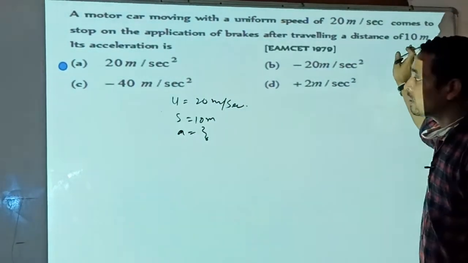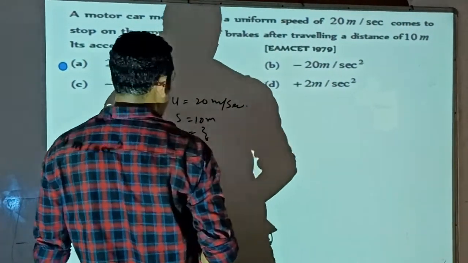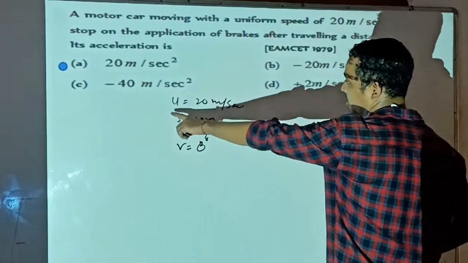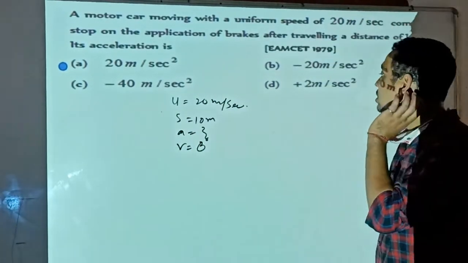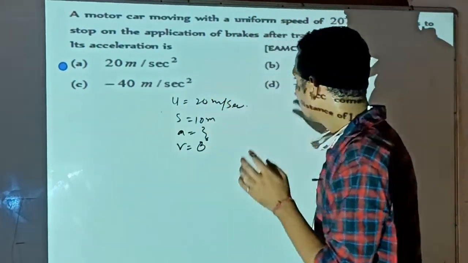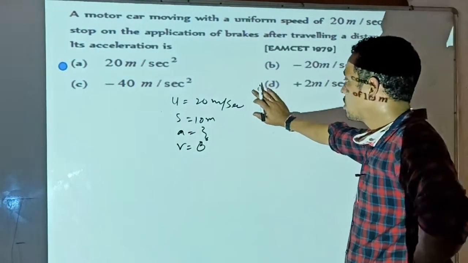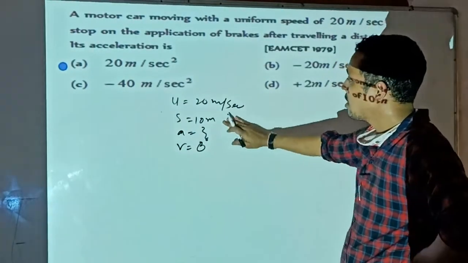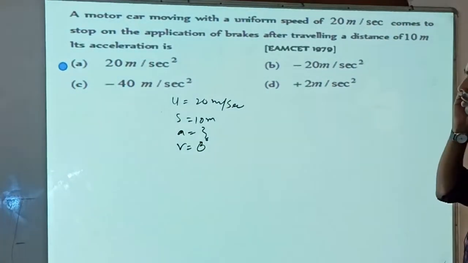Traveling 10 meters, so your final velocity will be 0. Your initial velocity has been given, final velocity has been given, and s is already given, so you can easily find out the term a. Your job is to memorize a formula which gives acceleration, and that equation has u, s, a and v. So which one will be your suitable equation?